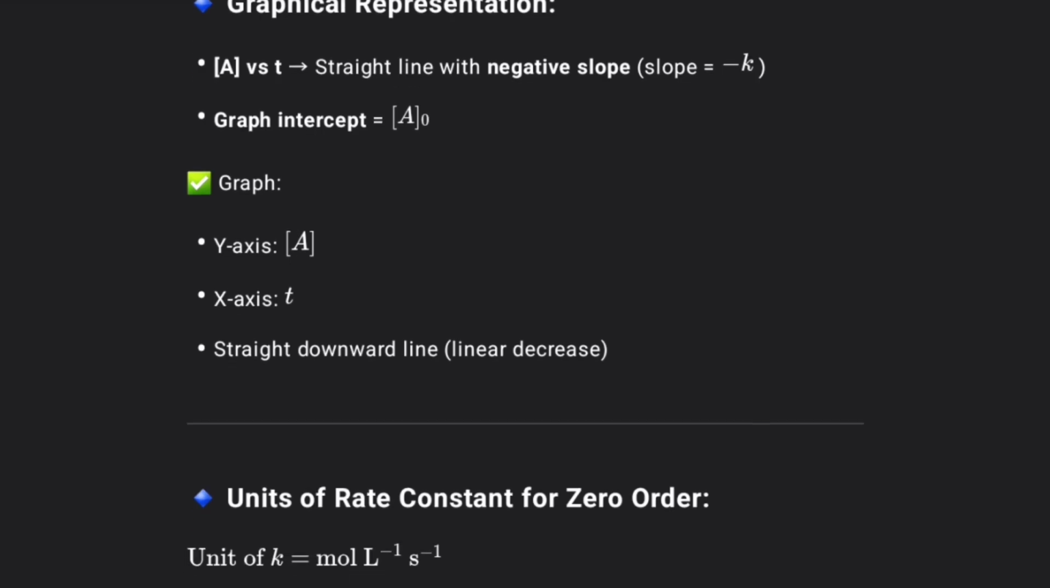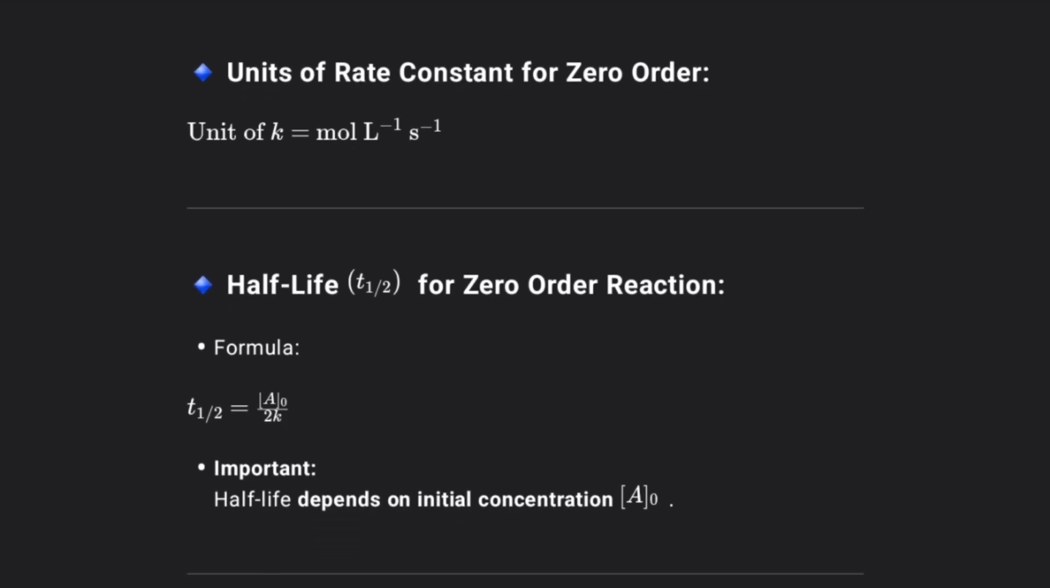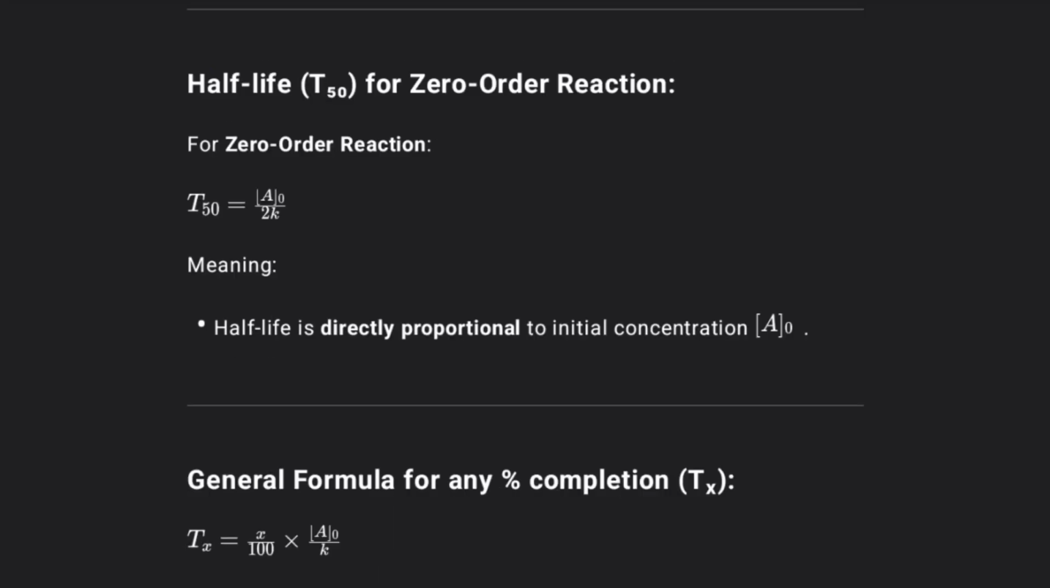Units of rate constant for zero order: unit of k = mol L^-1 s^-1. Half-life t1/2 for a zero order reaction: t1/2 = [A]0/2k. Important: the half-life depends on the initial concentration [A]0, meaning half-life is directly proportional to the initial concentration.